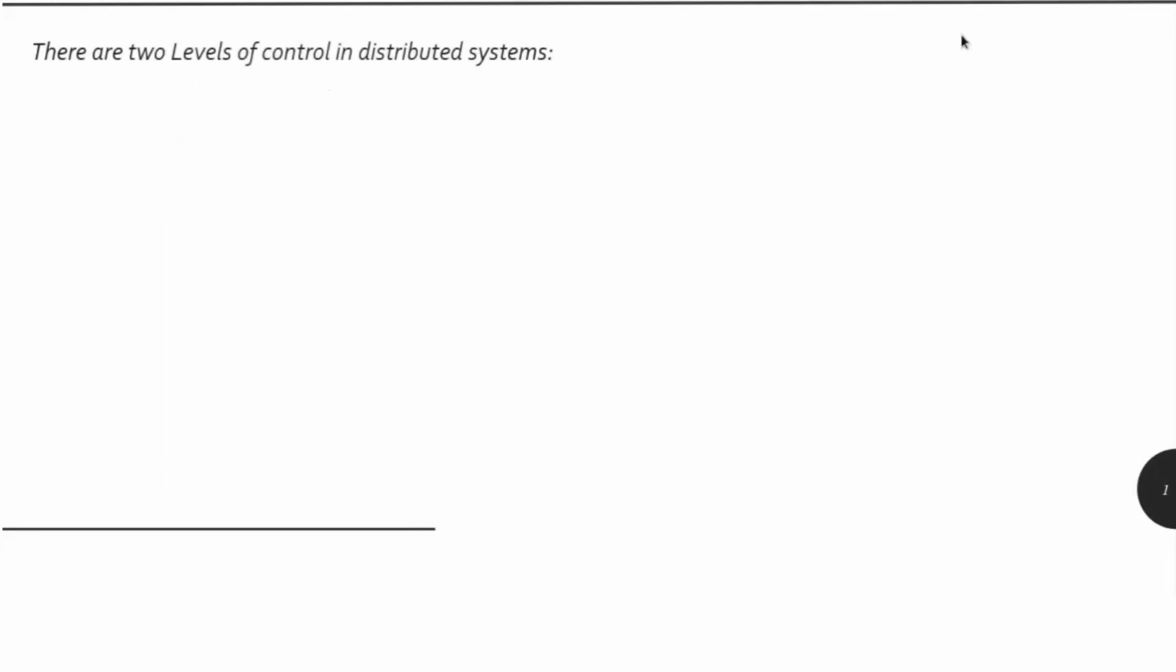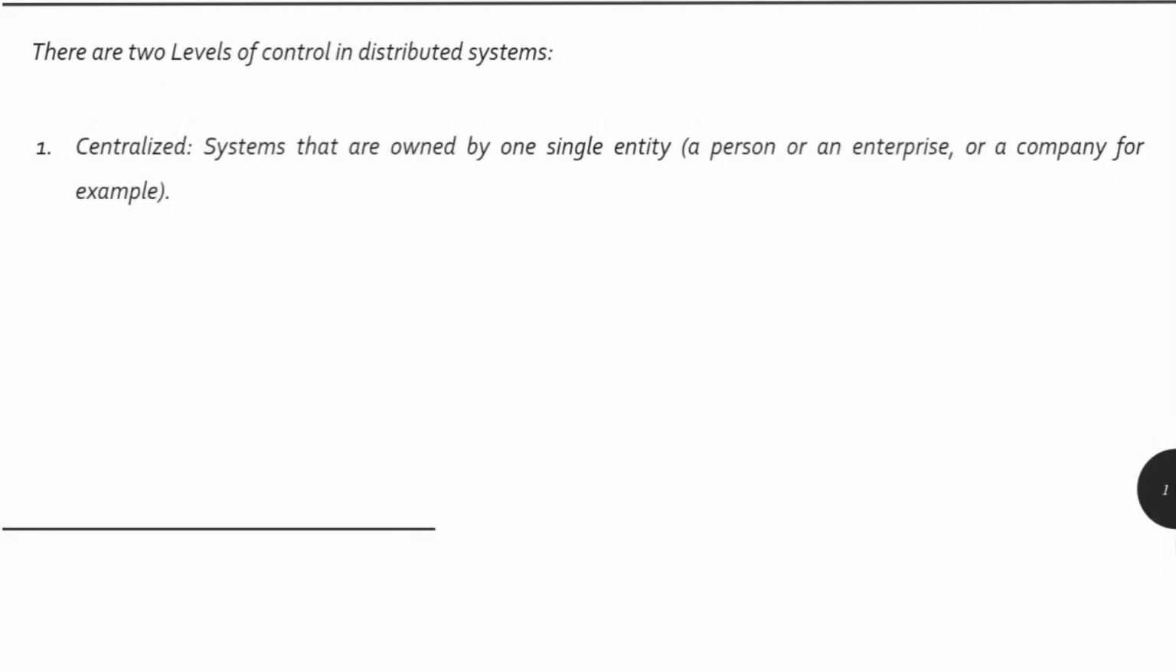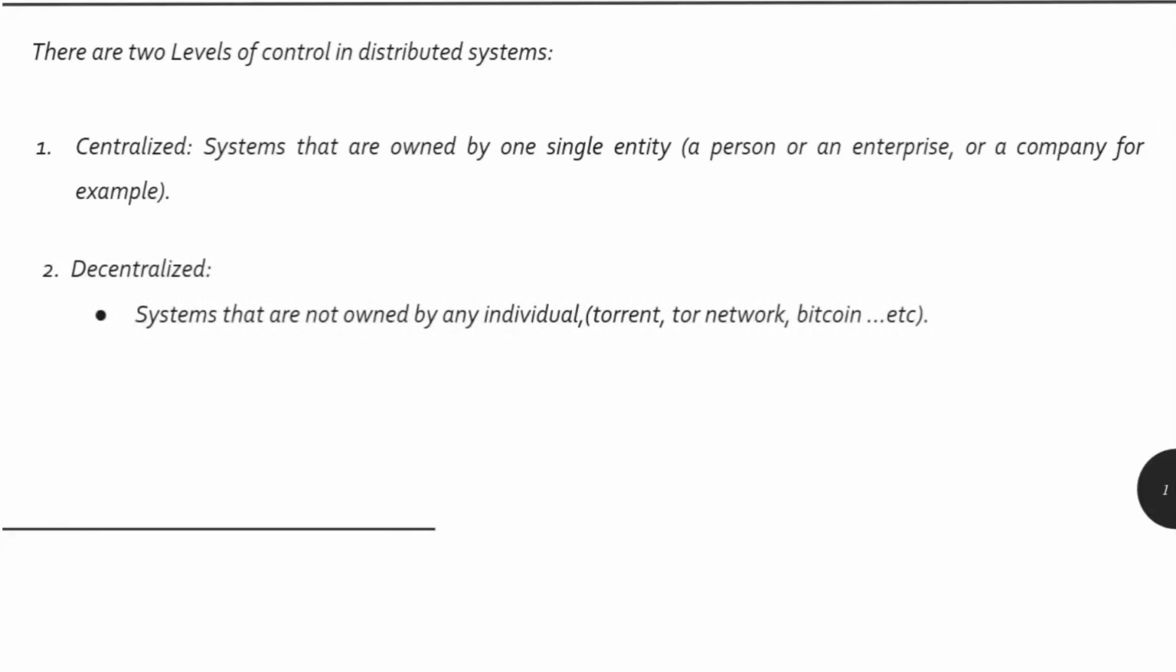There are two levels of control in distributed systems: centralized, which are systems that are owned by one single entity, a person or an enterprise or a company, for example, or decentralized systems. Decentralized systems are systems that are not owned by any individual, for example, Torrent or the Tor network or Bitcoin.